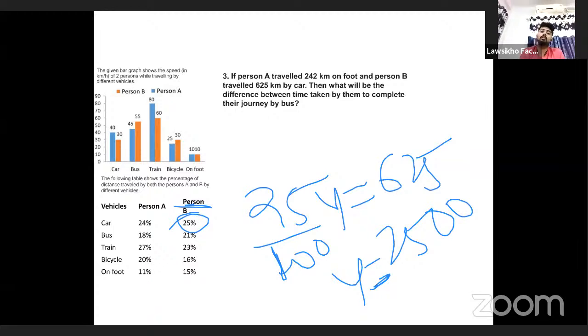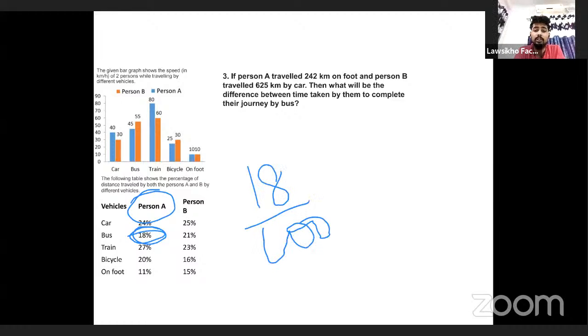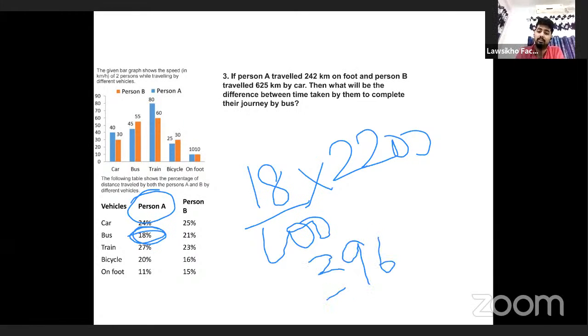Okay, so now you have the total distance which A needs to cover and which B needs to cover. Now what would you do? You would find the distance which they need to cover individually by bus. And how would you do that? For person A, the share of distance traveled by bus is nothing but 18%, which means 18 upon 100 into the total distance for A, 2200, which means the distance covered by A via bus is nothing but 396 kilometers. Okay, understood this much?